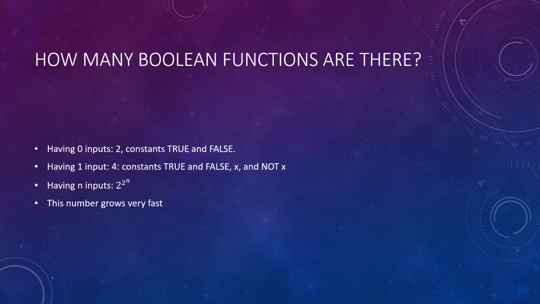How many Boolean functions are there? Having 0 inputs, there are 2: constants true and false. Having 1 input, 4: constants true and false, x and not x. Having n inputs, 2 to the power 2 to the power of n. This number grows very fast.